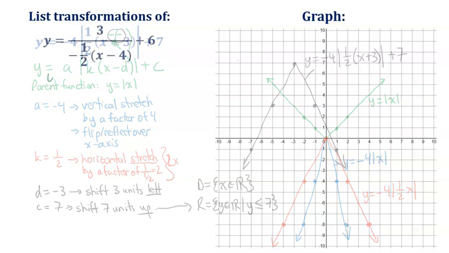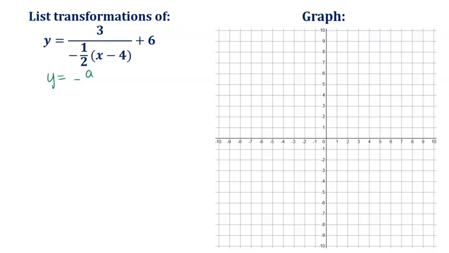So this question says, list the transformations of the function shown. Now that's the parent function of a 1 over x function. So it's a over k times x minus d plus c. That's what the variables are that we're going to look at as far as transformations. As I already noted, this is the 1 over x function, otherwise known as the reciprocal function. So y equals 1 over x.